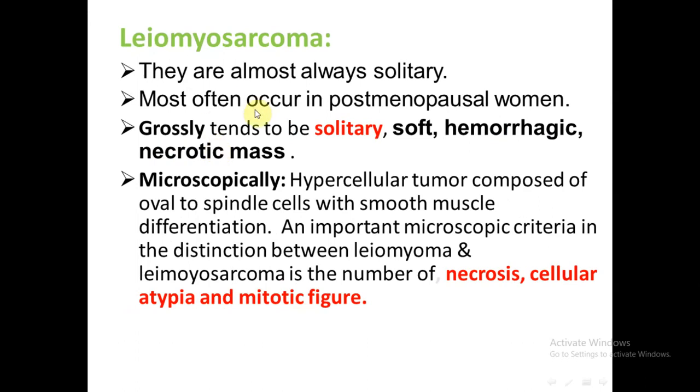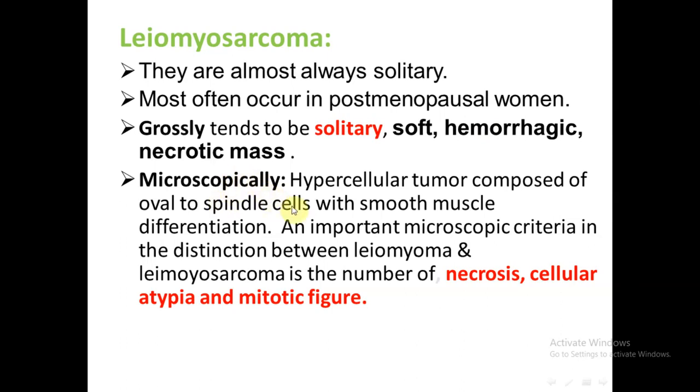The malignant counterpart of leiomyoma is leiomyosarcoma, which is a malignant tumor of smooth muscle origin, and we have certain points to differentiate grossly and microscopically between leiomyoma and leiomyosarcoma. The most important is that grossly, leiomyosarcoma is almost always solitary. We find a single nodule within the myometrium. Most of these tumors occur in an older age group than leiomyoma, tend to occur in postmenopausal women, and there are areas of hemorrhage and necrosis grossly seen.